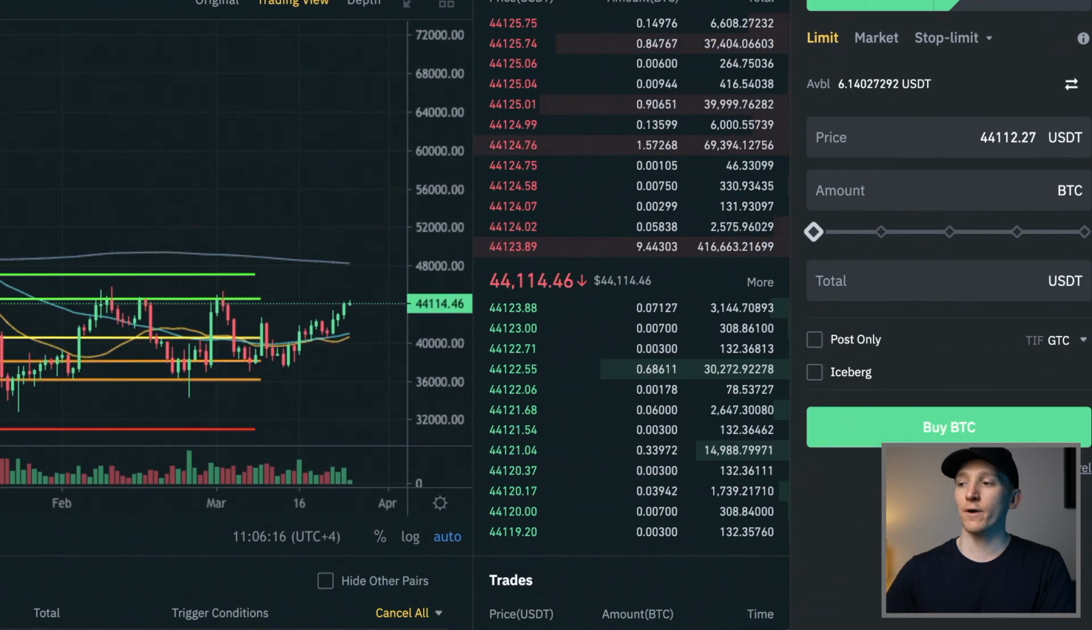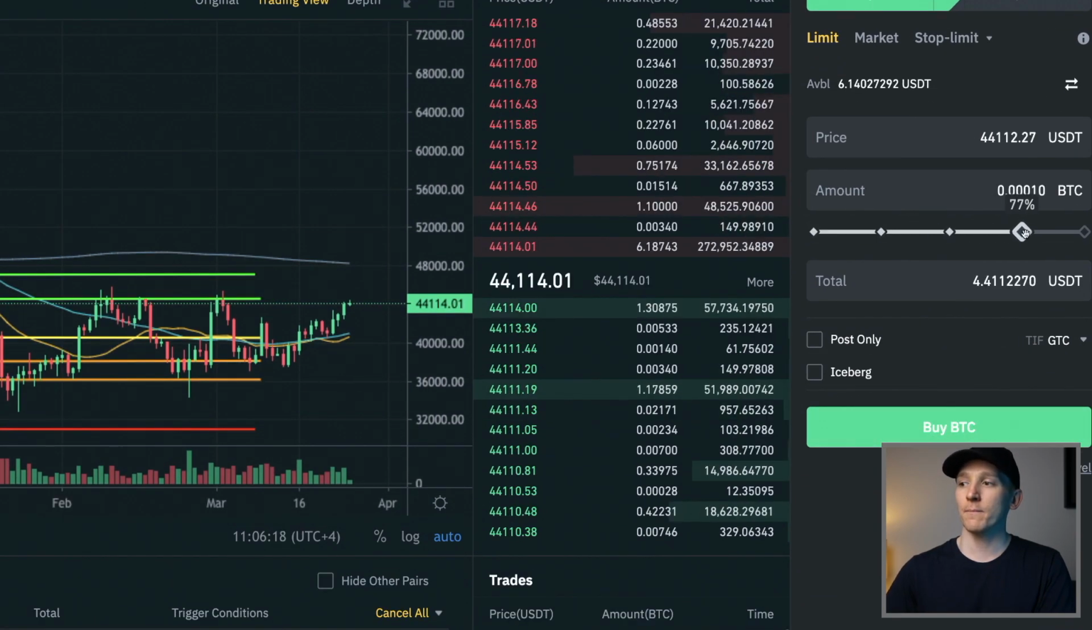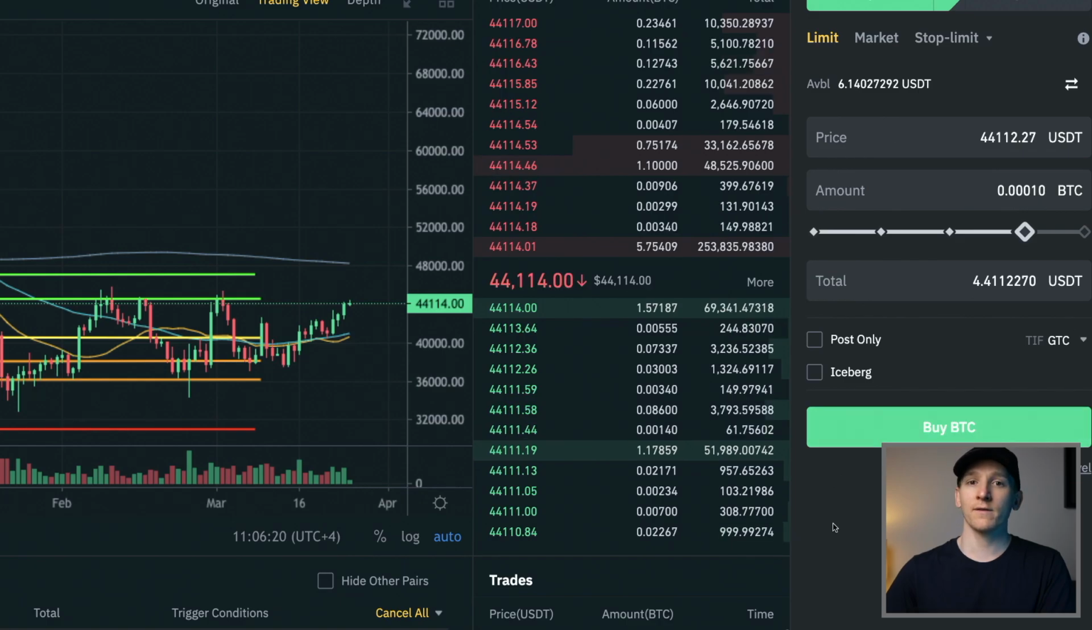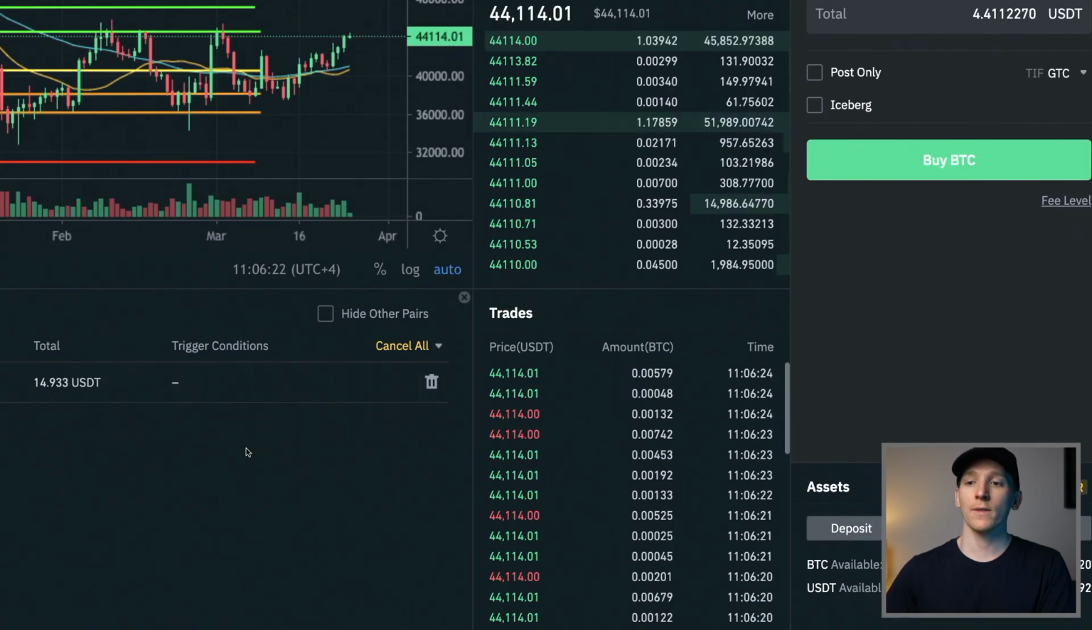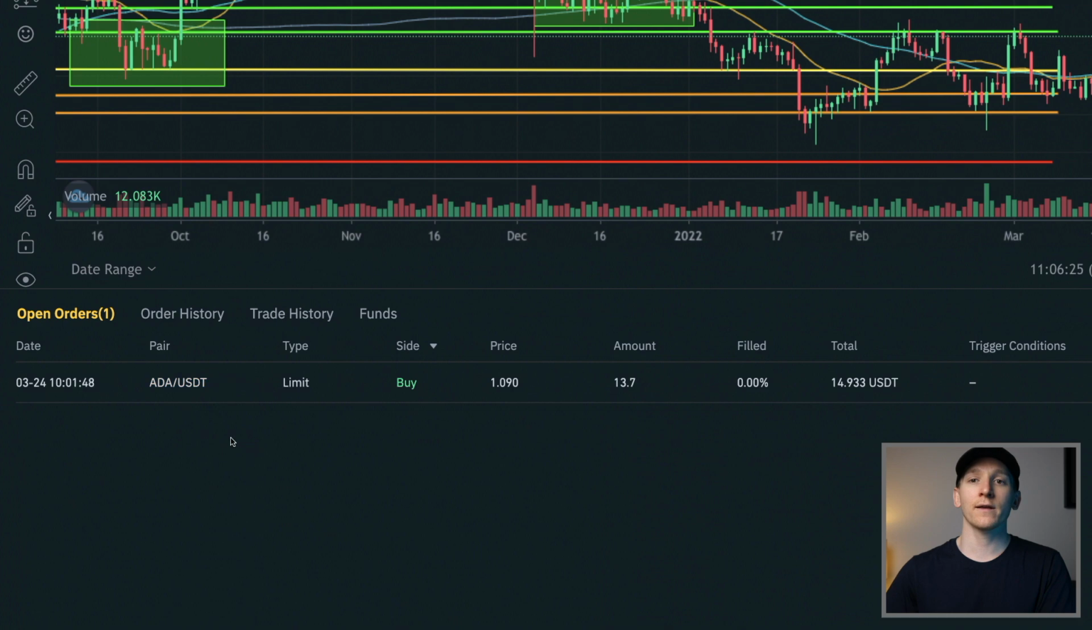Now, what happens when you press buy BTC right here, you have to put an amount that you want to buy. You press buy BTC, and your order will come down on the left-hand side and it will be waiting to execute.